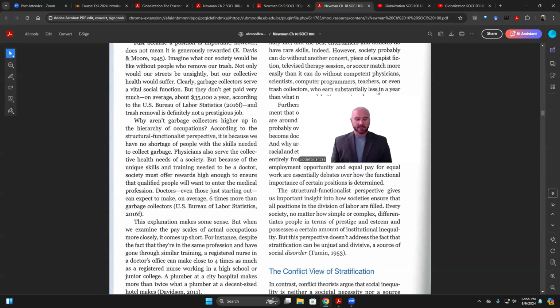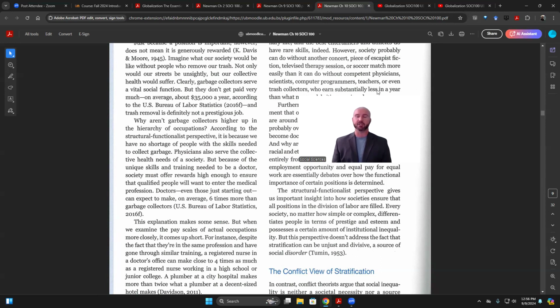But think about this. Let's say that a physician and a garbage collector are fired on the same day. Therefore, there is a job opening for each position on the same day. Which one of those people can take the other one's job? Can a garbage collector become a physician the day after losing their job? Could a physician become a garbage collector the day after losing their job? The question answers itself.